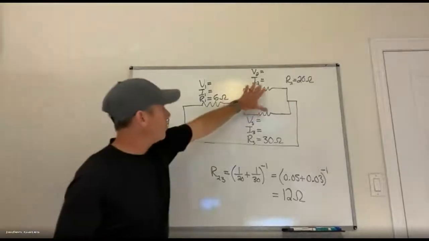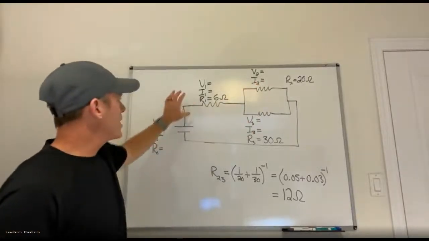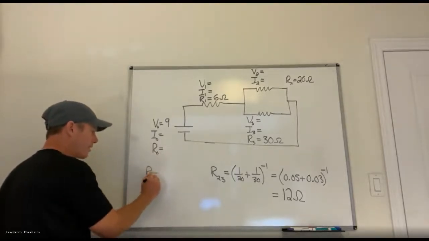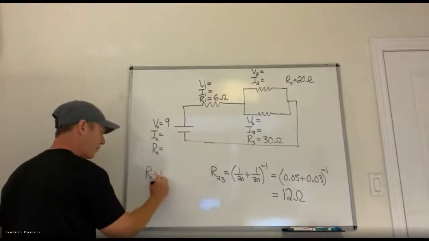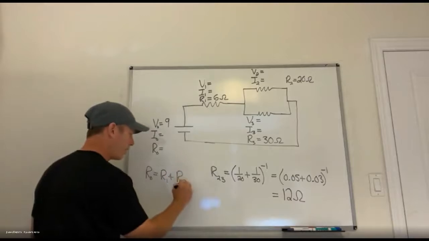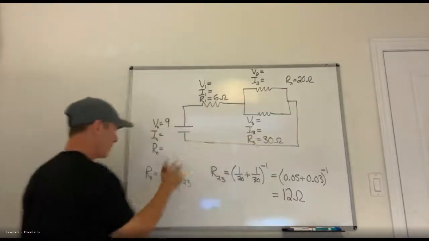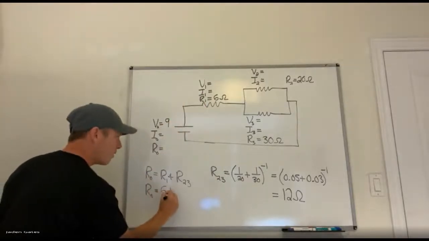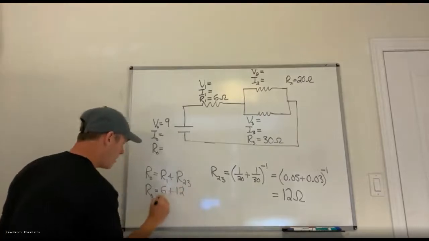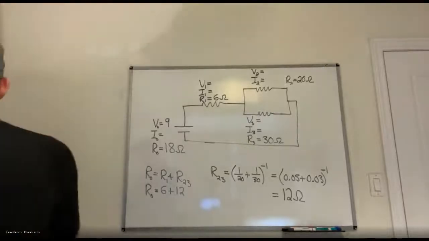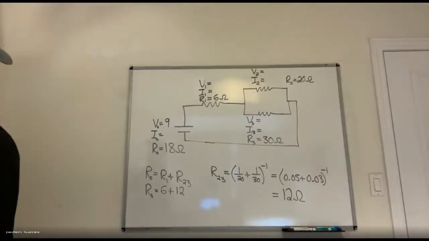Now that's just these 2 put together. We do have an R1 here, so I can find my equivalent resistance for the entire circuit by taking R1 and adding it to R23, because again, they are in series. R1 is 6 ohms, plus we got a 12. And so our RO here is going to be 18 ohms. All right, so that's part of our circuit.